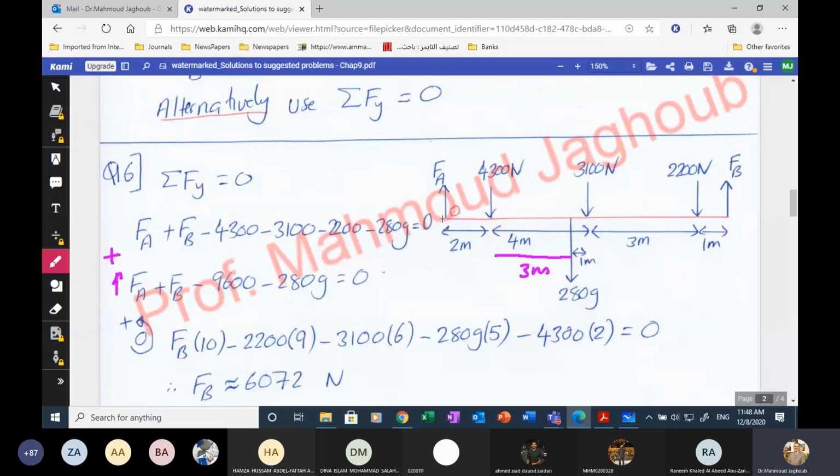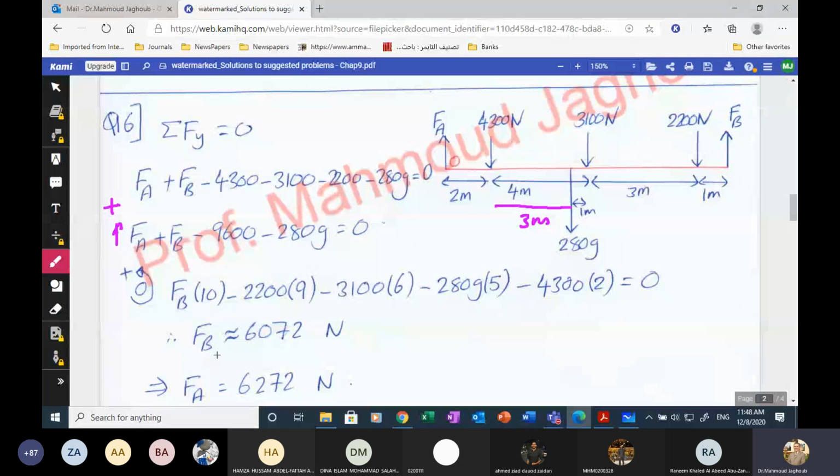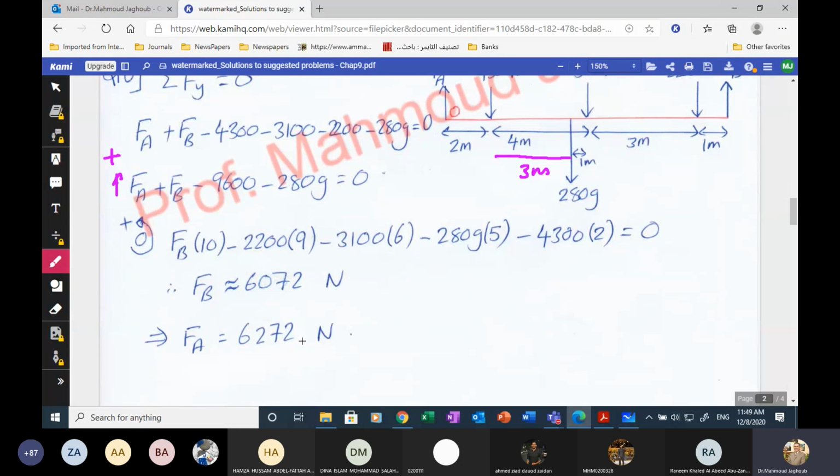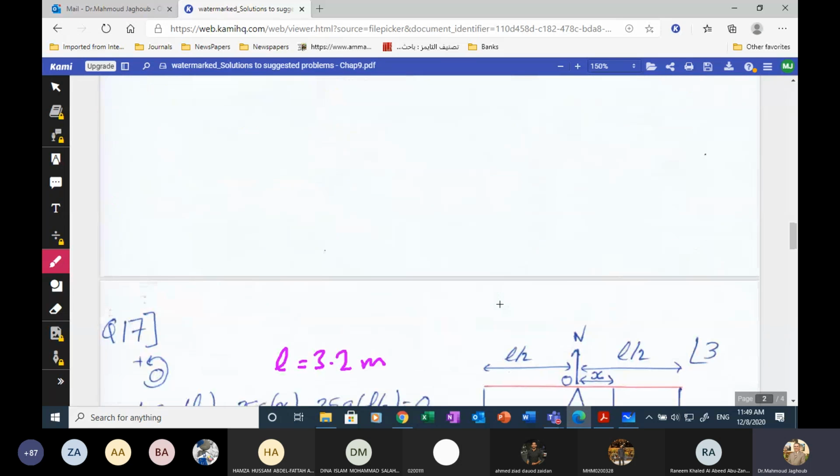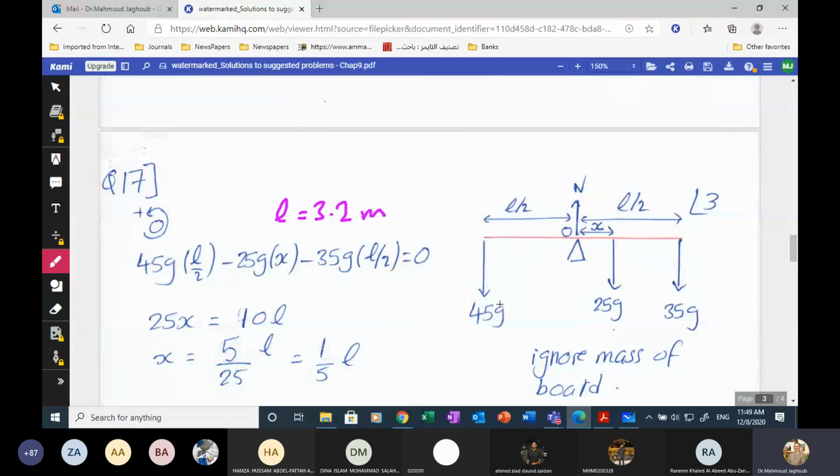You can take torque about point O, for example. If you take torque about O, then which force can you find? Fa or Fb? FB. FB, yes. So you find FB, as you can see. This is FB. And once you find FB, you can go back to this equation and find what? And find Fa. And this is the Fa you can get. So it's straightforward application on how to calculate torque due to a collection of forces.